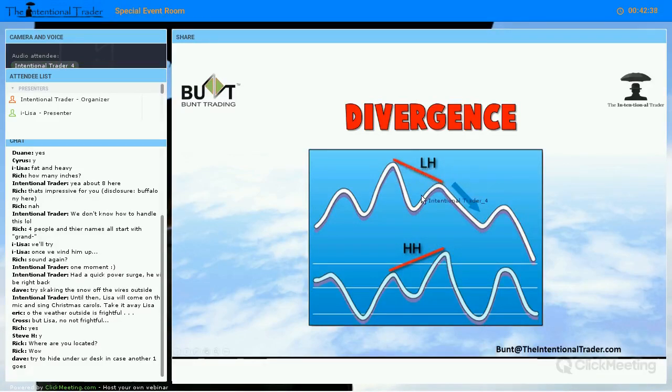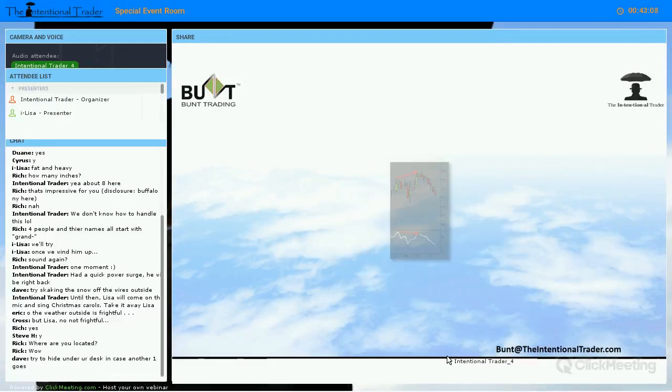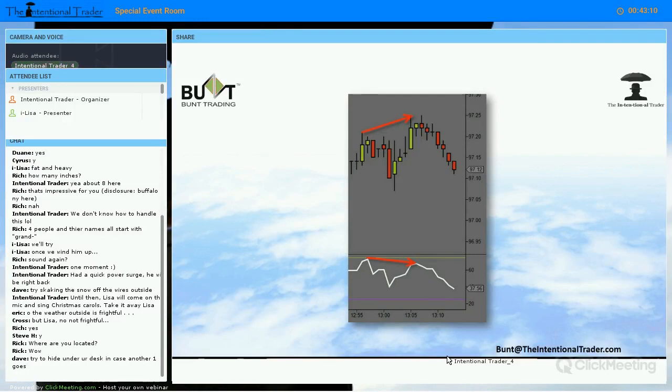Okay? They are divergent, meaning they are not running together. So the definition from Investopedia is when the price of an asset and an indicator will move in opposite directions. Okay. Now this is very important, and it's also very powerful. So again, that's what it would look like on a chart.